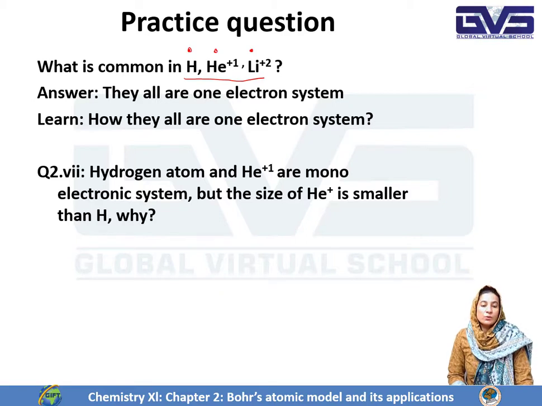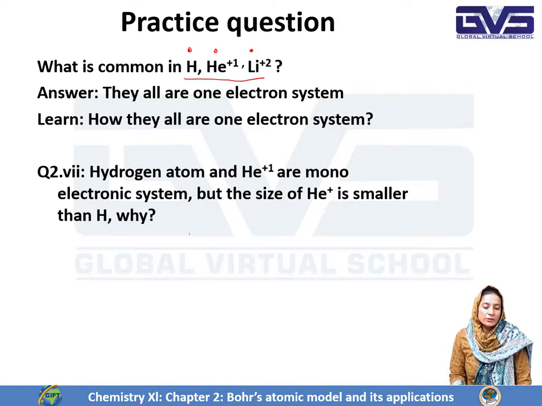Here is the question again, a conceptual question. Hydrogen atom and helium ion are mono-electron systems. Both have a single electron, but the size of helium is smaller than hydrogen. Can you calculate this? Of course, you can prove it by calculating, and also explain it in this way.